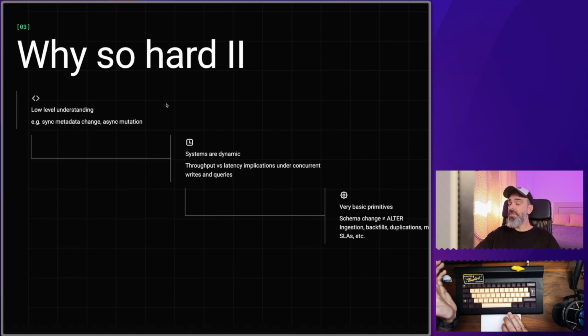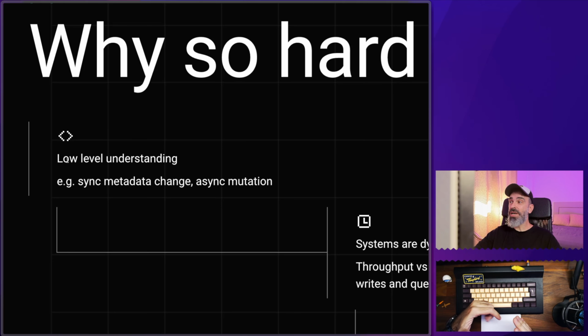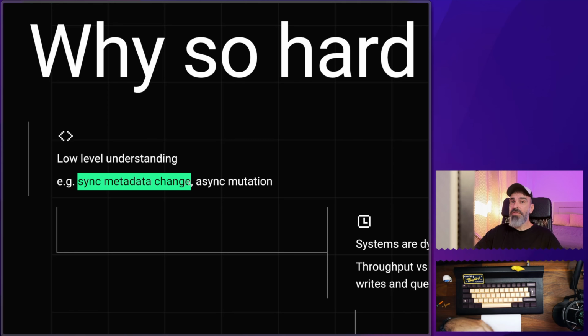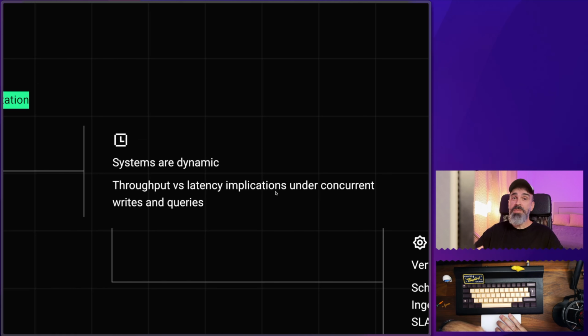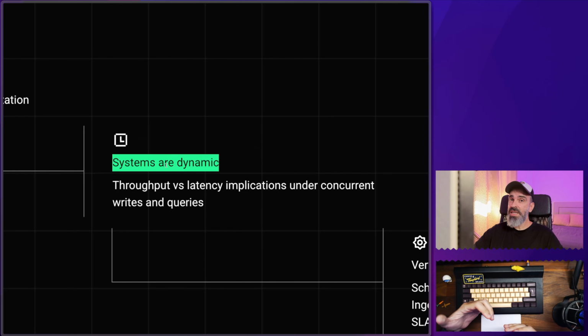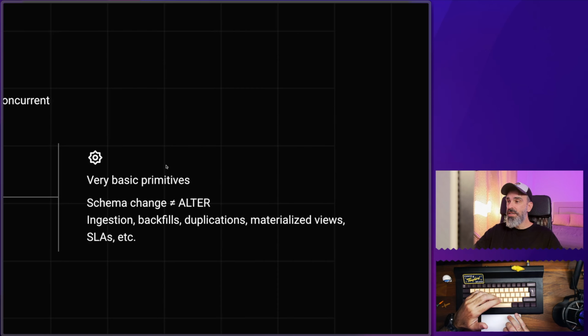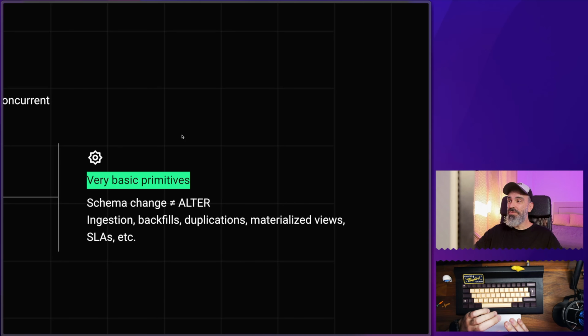So yes, schema evolution in ClickHouse is hard by design, and that leads us to this second part, which is you need to gain some low-level understanding of what's going on when you do certain operations on the database. Sometimes there are changes that you perform in a table that produce asynchronous mutations that you need to take into account. Sometimes there are other implications on your system. You have your throughput and latency requirements, and they are going to be affected by any operations you do on the database. And remember, ClickHouse provides very basic primitives to do changes.